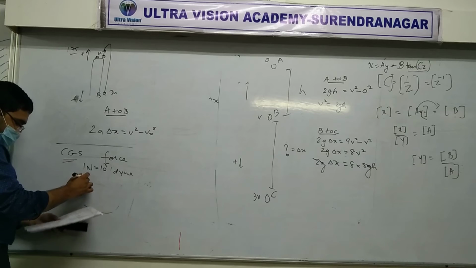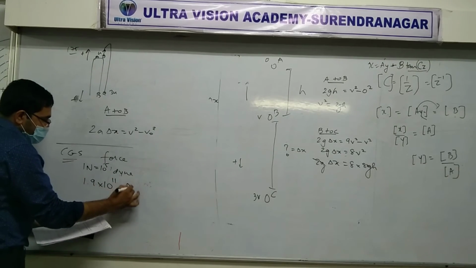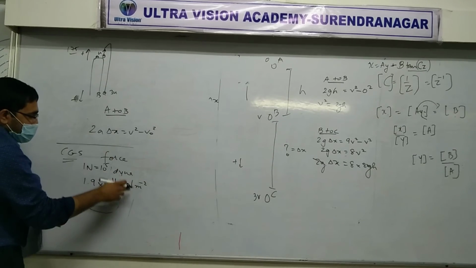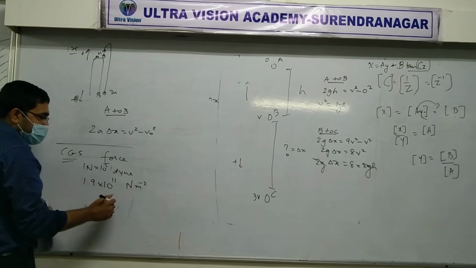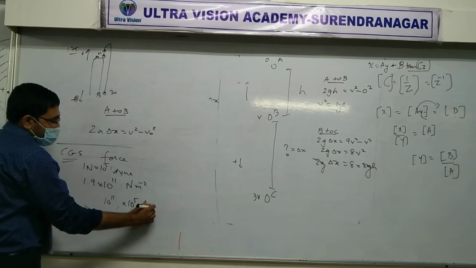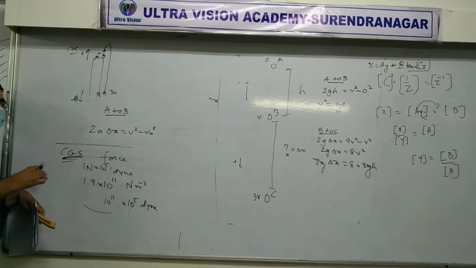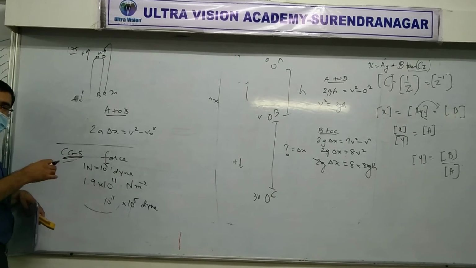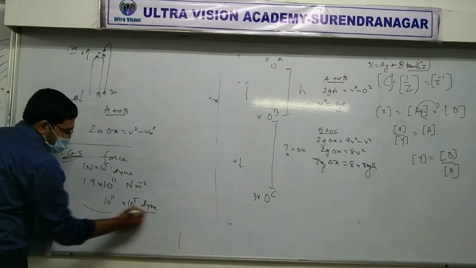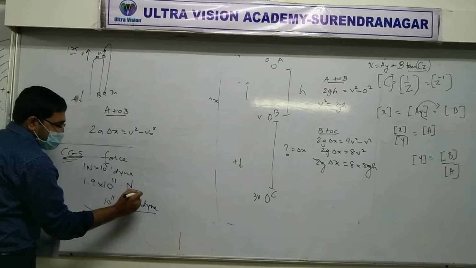Now look at the unit given and look at the value given: 1.9 times 10 raised to 11 Newton per meter square. So 1 Newton is how many dyne? 10 raised to 5 dyne. So multiply by 10 raised to 5 and it's in dyne. But in CGS, what's the unit of length? Centimeter. This is in meter. Upon m square, basically m raised to minus 2.